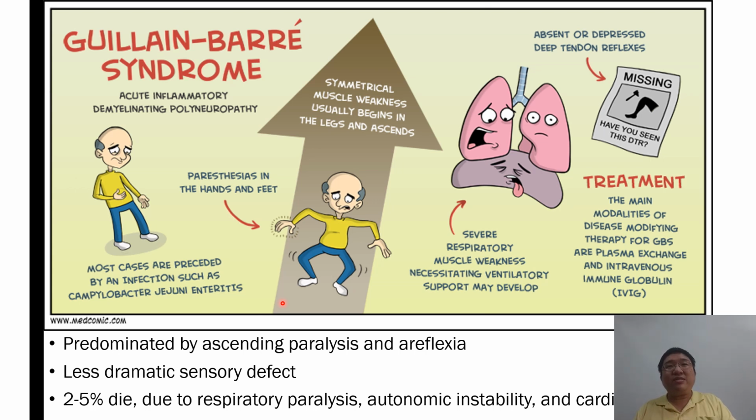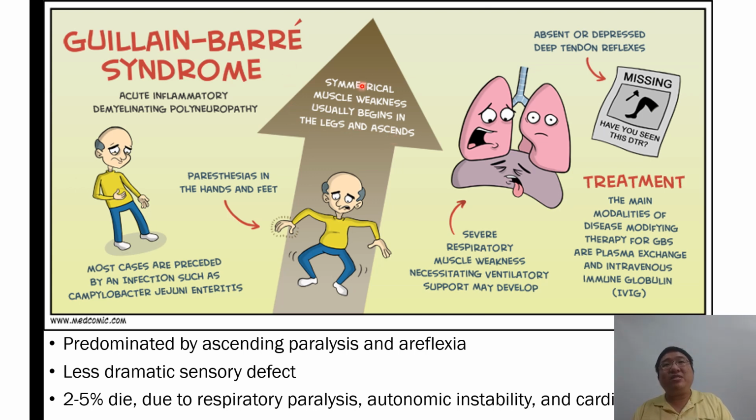and the syndrome will start. The symptoms and signs will start at the lower part of the body first. So we will see the phenomenon described as ascending paralysis and areflexia, symmetrical muscle weakness, and the weakness is ascending from feet to legs to thighs to the body to upper extremities. So the condition usually begins in the legs and ascends.